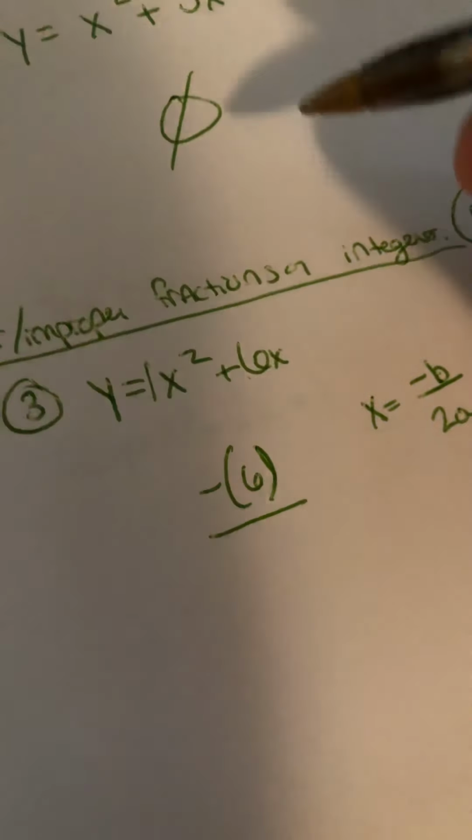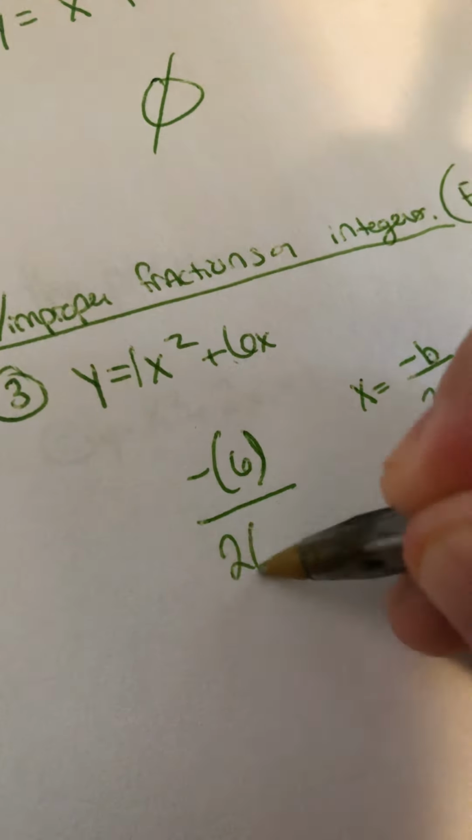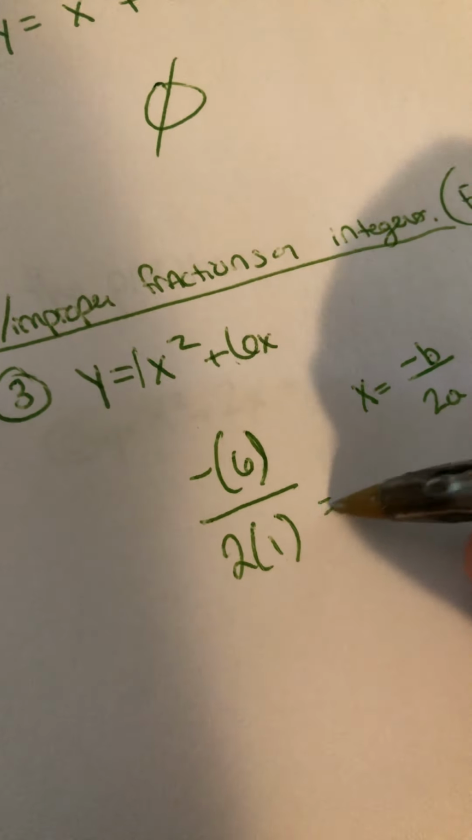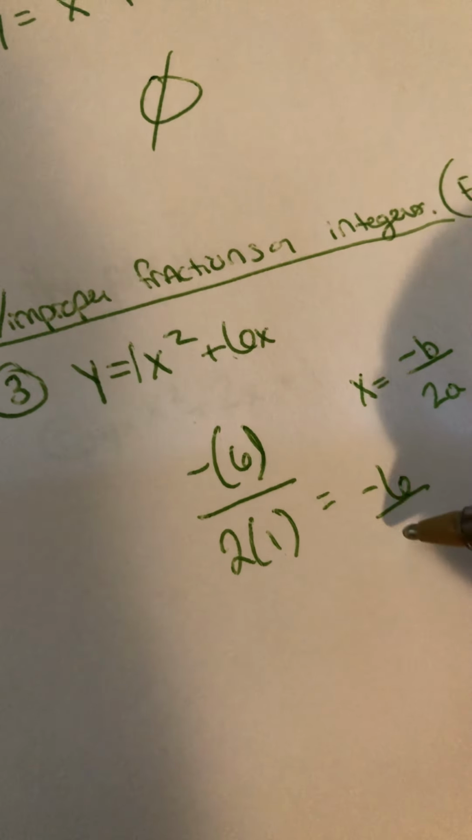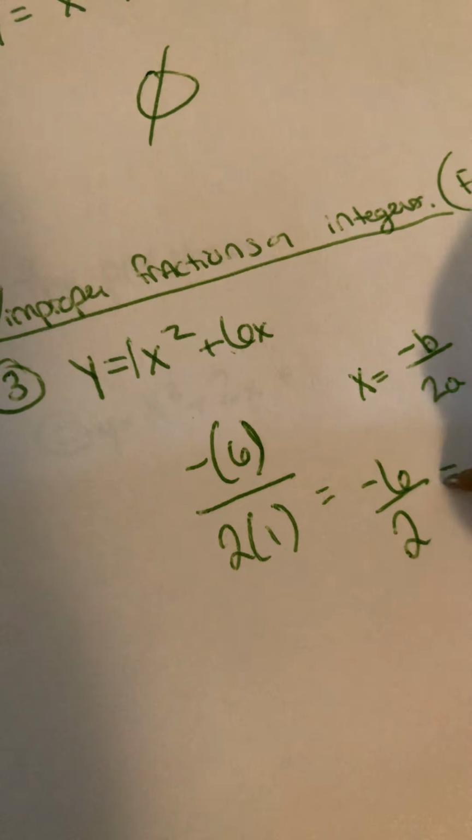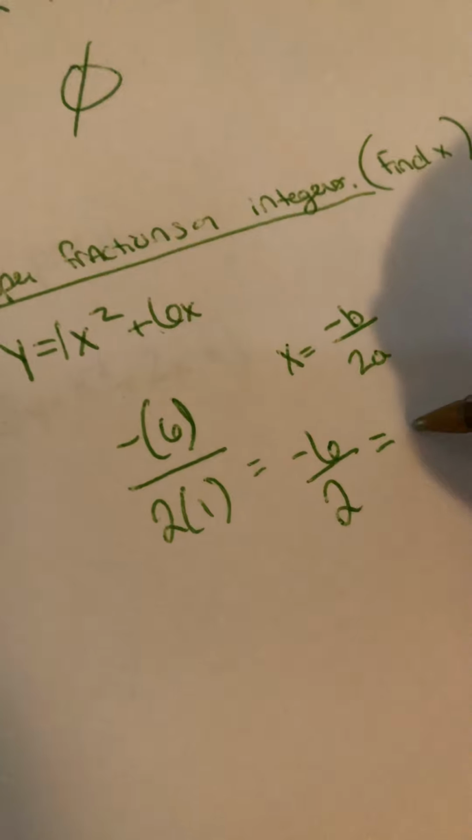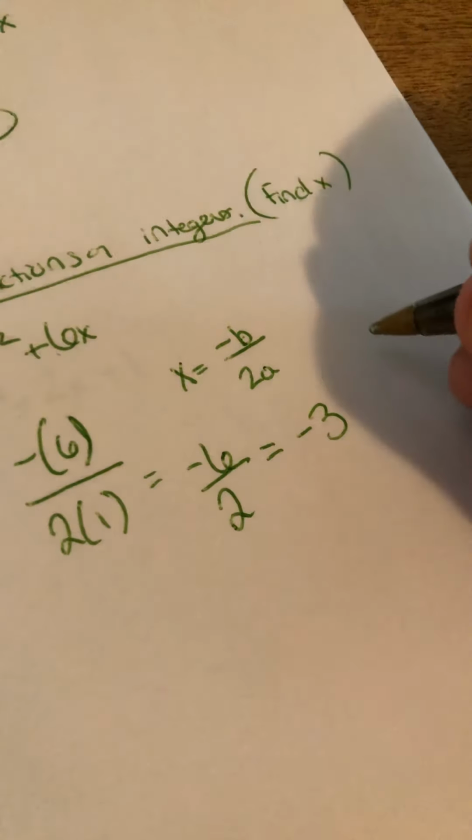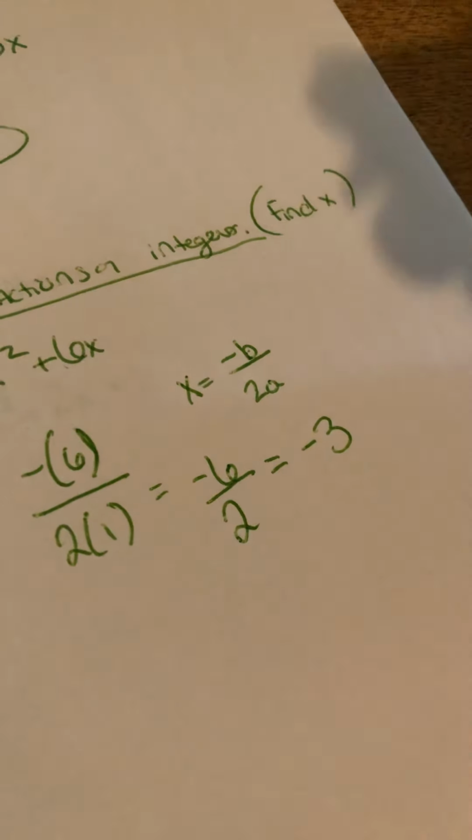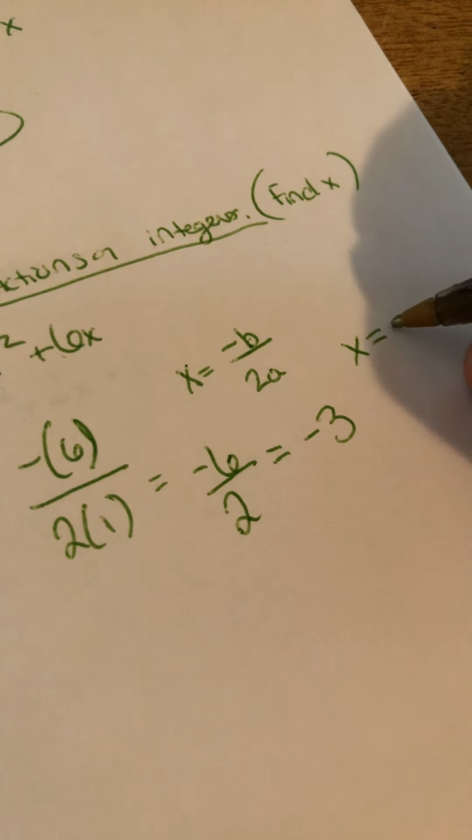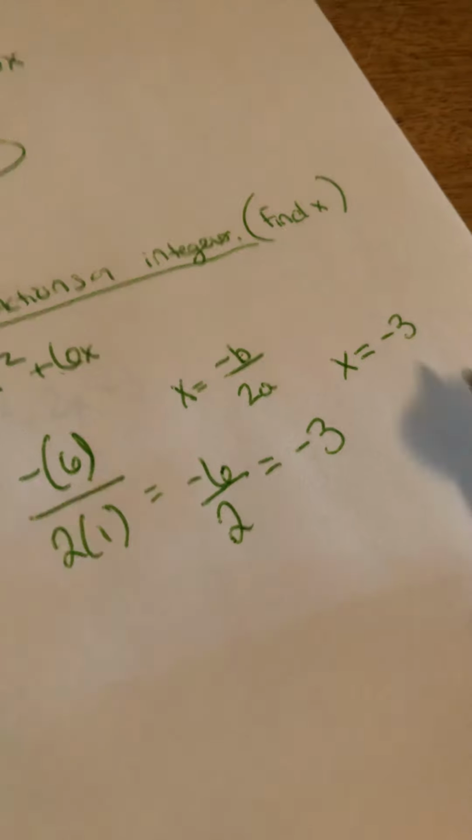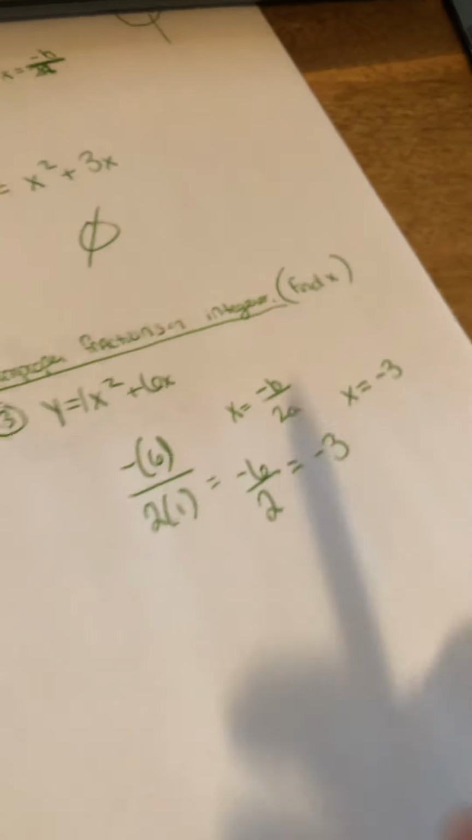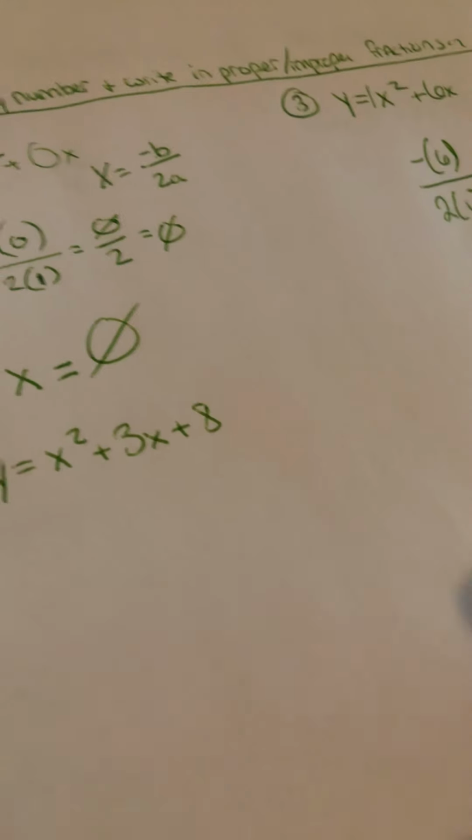And then 2a, 2 times a is 1. And so negative 6 over 2a, which is just 2. So negative 6 divided by 2 is negative 3. So you would write in whatever you're solving on, x is negative 3. So make sure you don't forget to put the x equals part. Okay, big issue there.